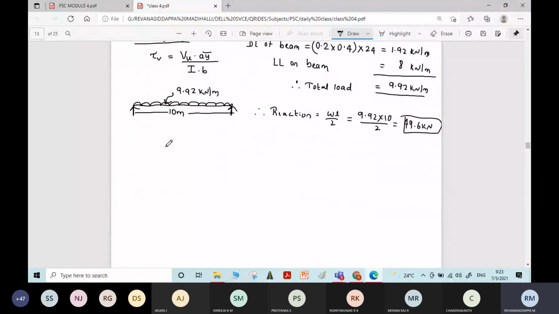Now we got the reaction at supports, that is 49.6 kilonewton. VA is equal to 49.6 kilonewton. Now what else we have to find? To find the net shear at the support, we need to calculate the sum of the reaction at the support and the force in the cable, that is the vertical component of the cable force. Okay, that you write now.